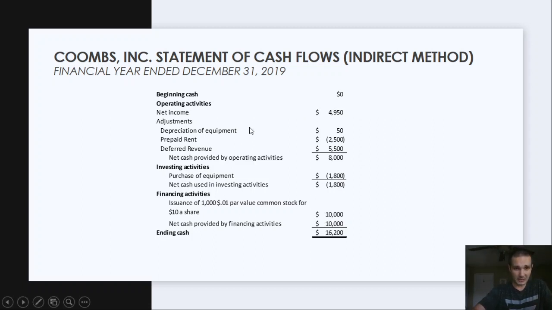So this is where we're going to see changes. Net income changed and deferred revenue changed. Nothing else changed here. There's no investing activities, there's no long-term assets, and there's no financing activities, no long-term liabilities and equity.